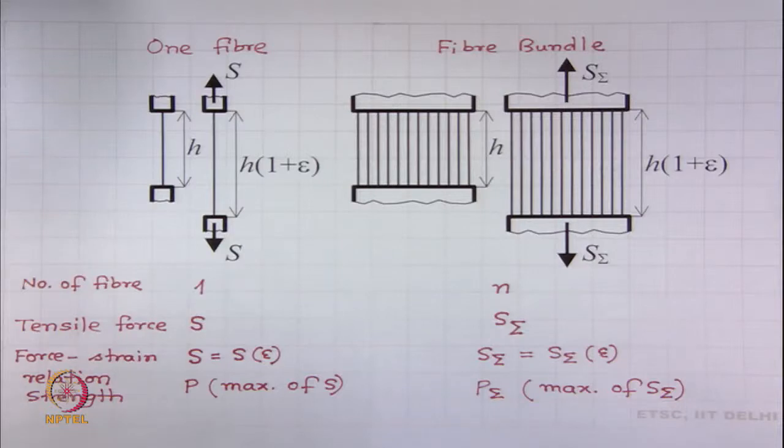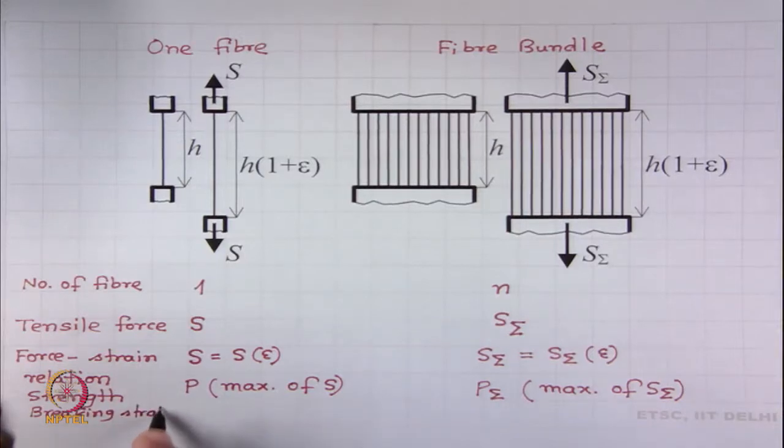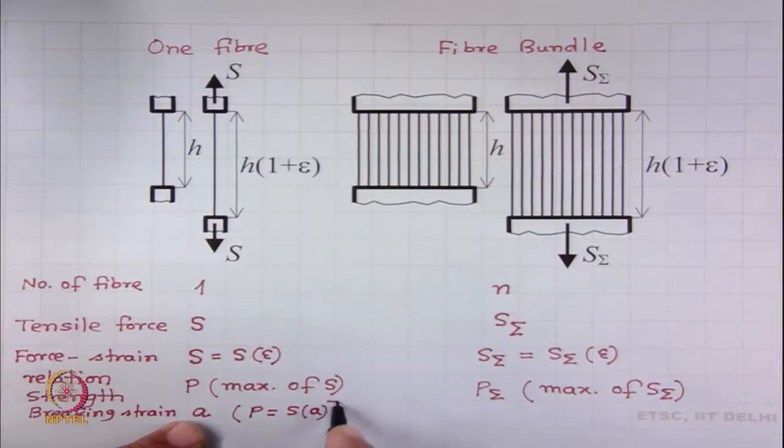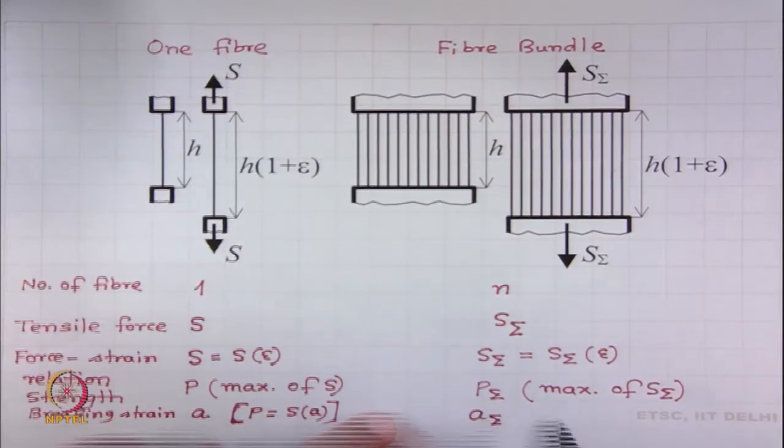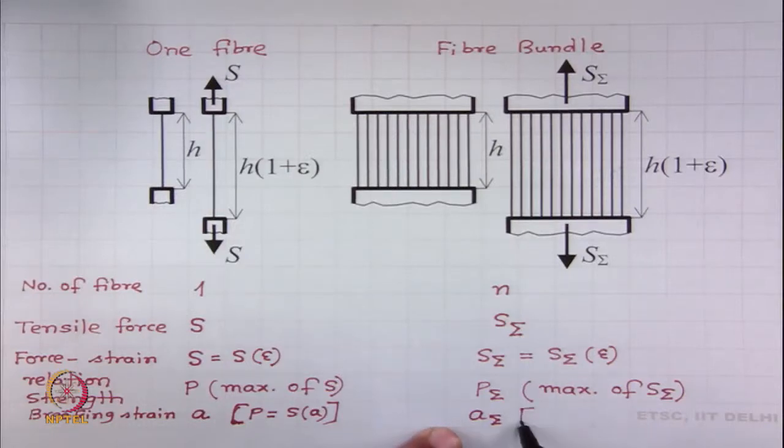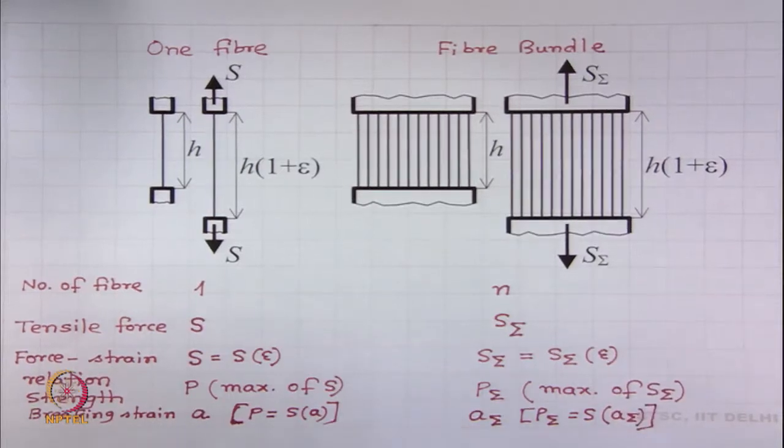And the last quantity is breaking strain or strain at break. Suppose breaking strain is here small a. What does that small a mean? P will be obtained when the breaking strain is a. Similarly, here it is A subscript summation. This will be obtained under this situation. So, these are the symbols we are going to use.